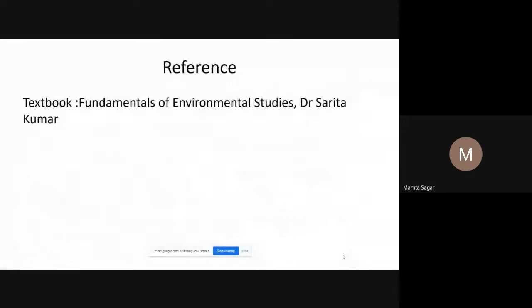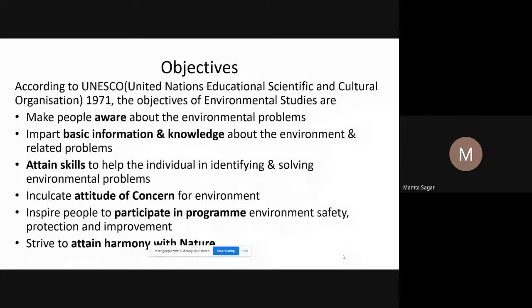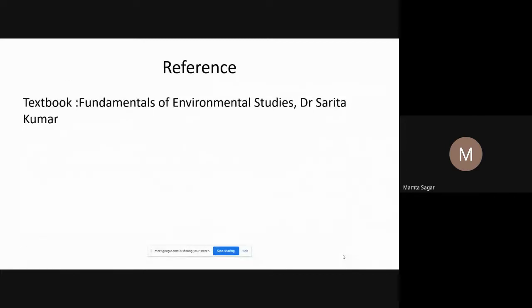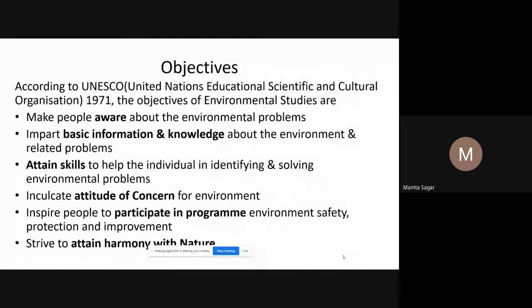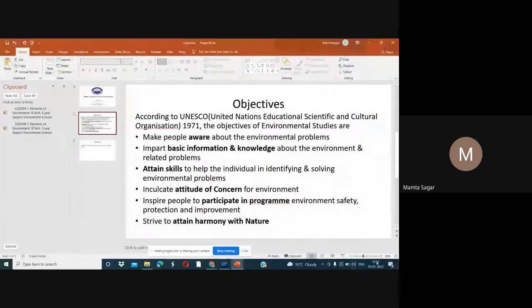You will find the UNESCO objectives on the website also. What are the objectives of UNESCO? For this subject, I am reading the textbook Fundamentals of Environmental Studies by Dr. Sarita Kumar. That is a small book. But the UNESCO objectives you will easily get on the internet, on the UNESCO website. If you want to ask, you can ask. At least you should ask one or two questions.